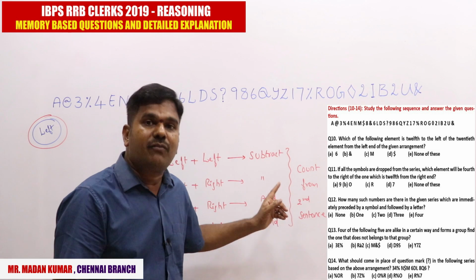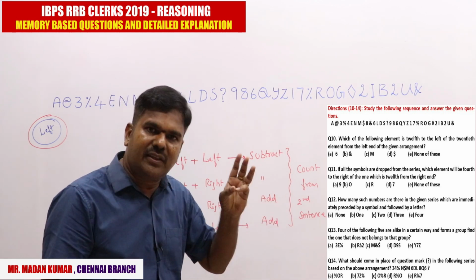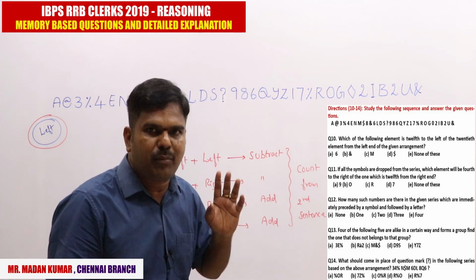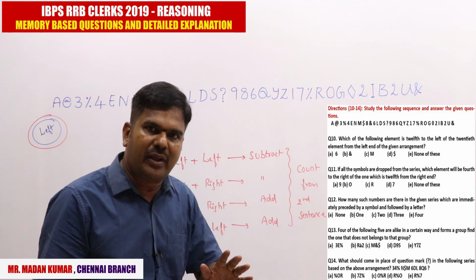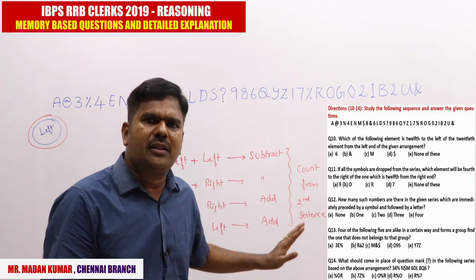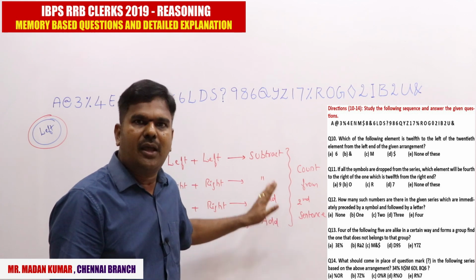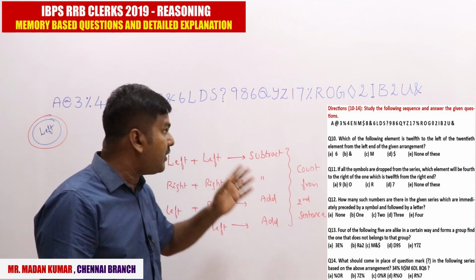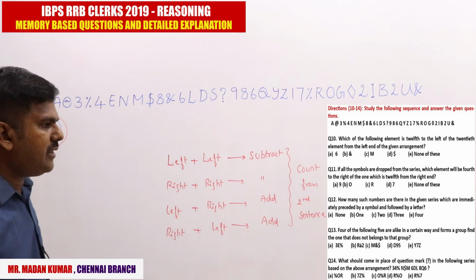What does that mean? It means that if the second sentence gives left, we need to count from the left. If the second sentence gives right, we need to count from the right. This is the best shortcut method we can apply in this type of problem. See what the first question is based on this sequence.